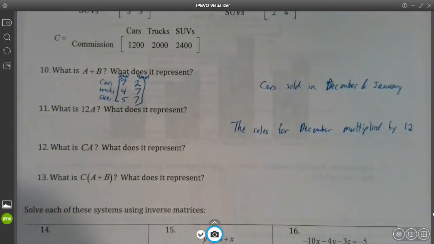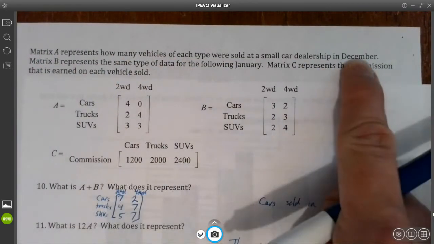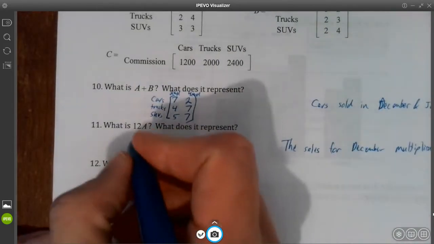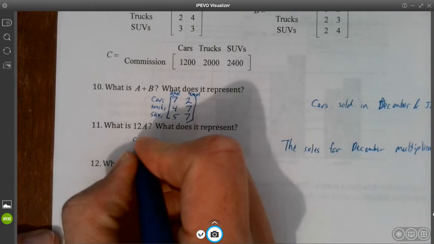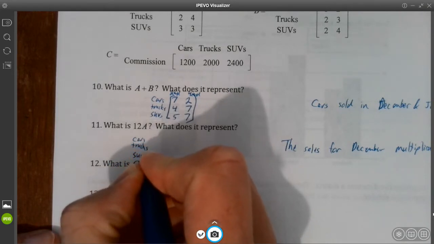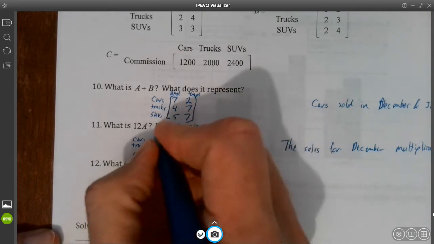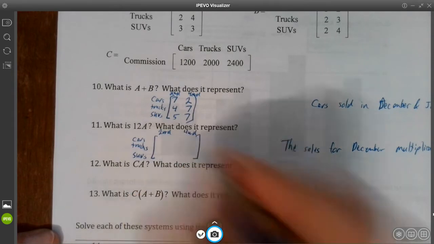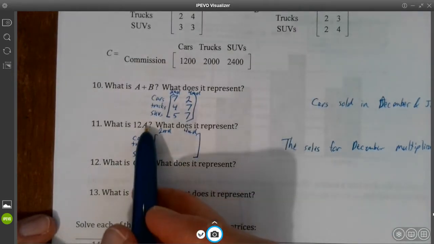I would do that if I wanted to project what would happen for an entire year, and I'm basing it on my December sales. And again, I say December because that's what matrix A represents. All right, so what is 12A? 12A is still going to be cars and trucks and SUVs, two-wheel drive, four-wheel drive. I will do 12 times everything in A.